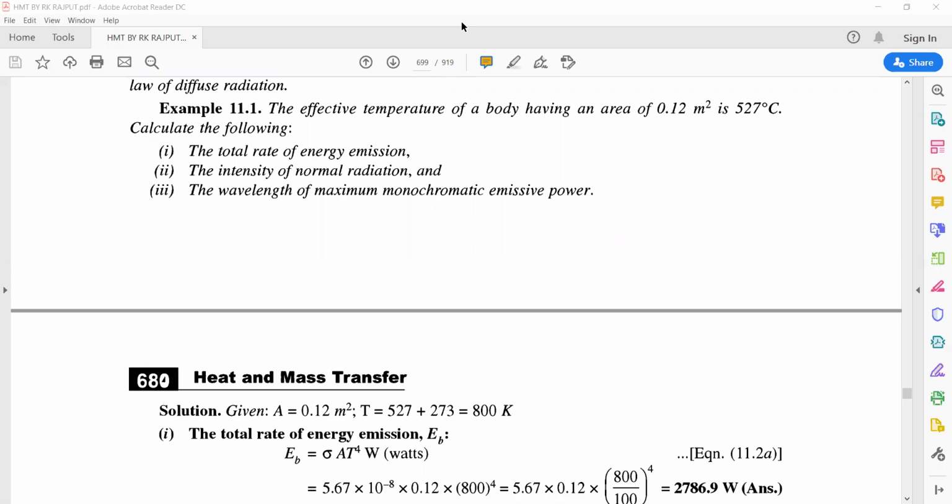So let's read the first problem carefully. These problems are very important from the point of view of your competitive examinations as well as university level examinations. So let's read the problem carefully.